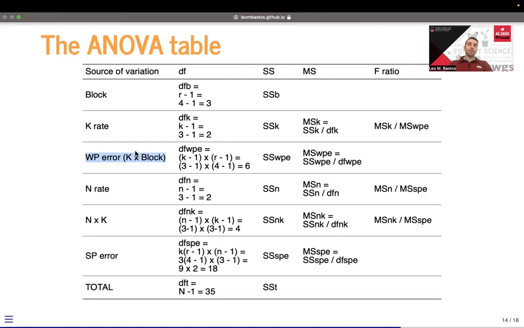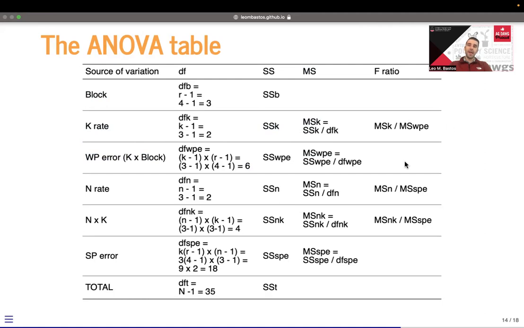So something to notice, number 1, is that our whole plot error has only 6 degrees of freedom. If you recall the mean square column, the MS column here, the mean square is just the sum of squares of that line divided by the degrees of freedom of that line. So we have the mean squares of potassium, the mean squares of the error.